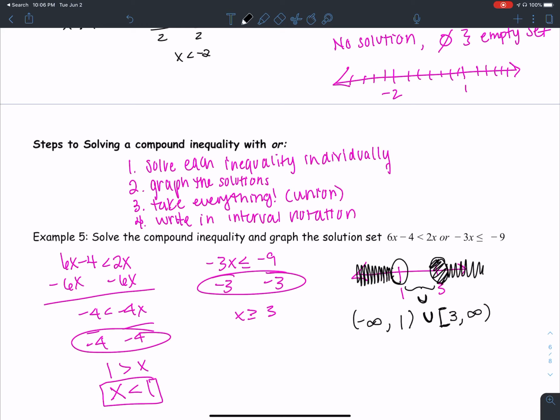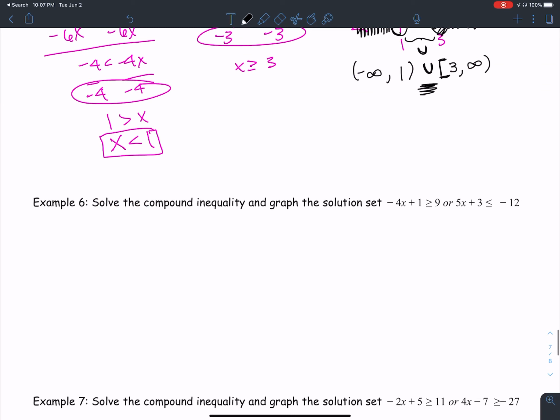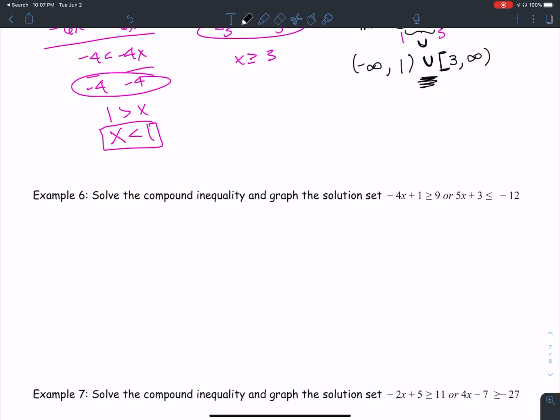So this is where we start using the unions, where we have that gap and we stop at one place and then we pick up at another. That union is important to know that this was an OR problem where we started. All right, let's do another one.